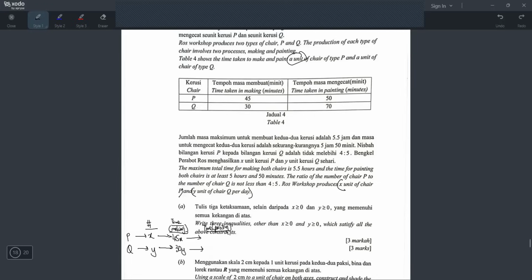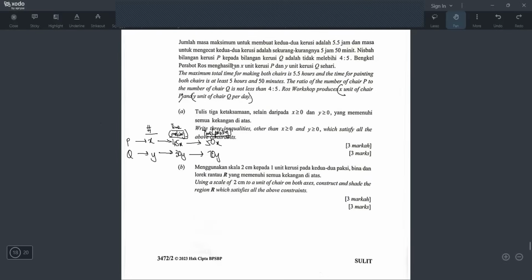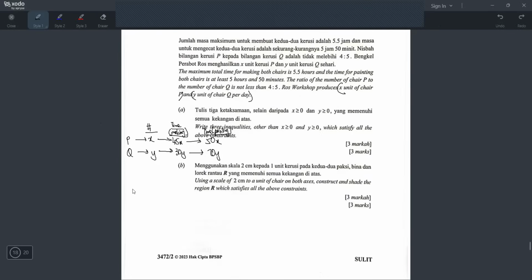Okay, for painting, it will be 50x and then 70y, like this. After we write down this, then only we read this paragraph. So A says write 3 inequalities, right? So I'm sure in this paragraph, we have to write 3 inequalities.